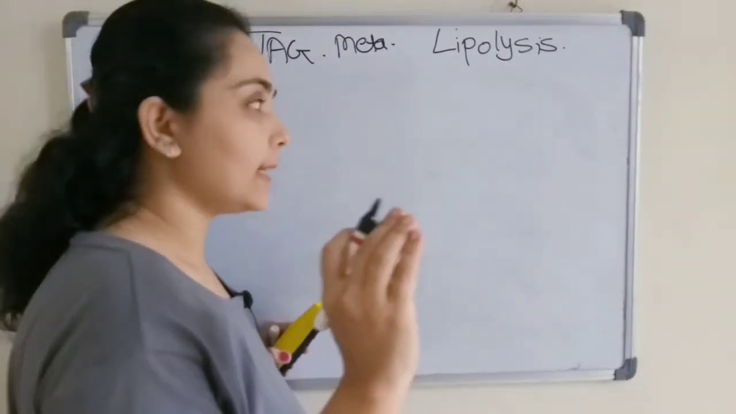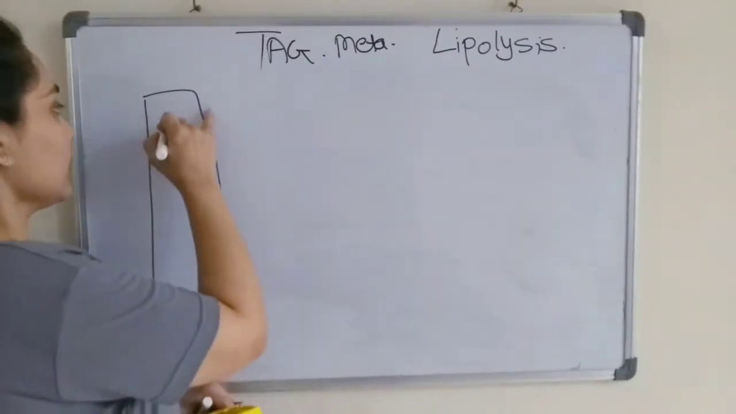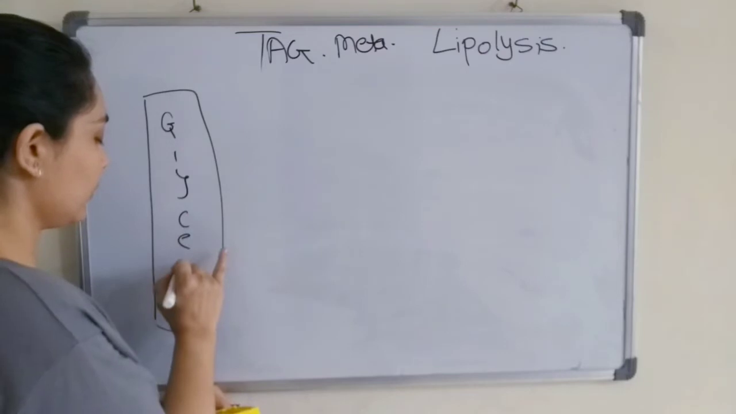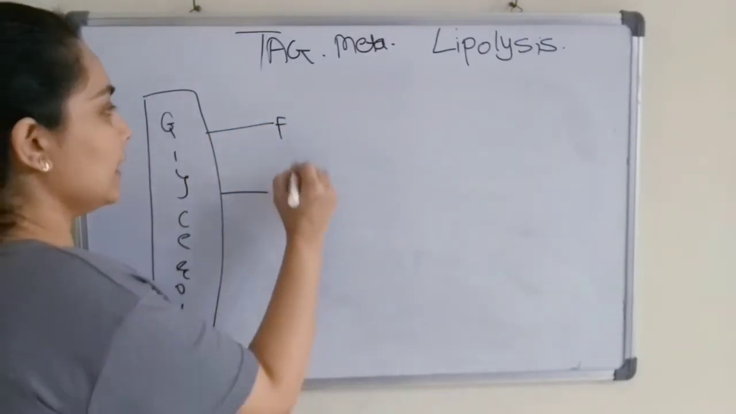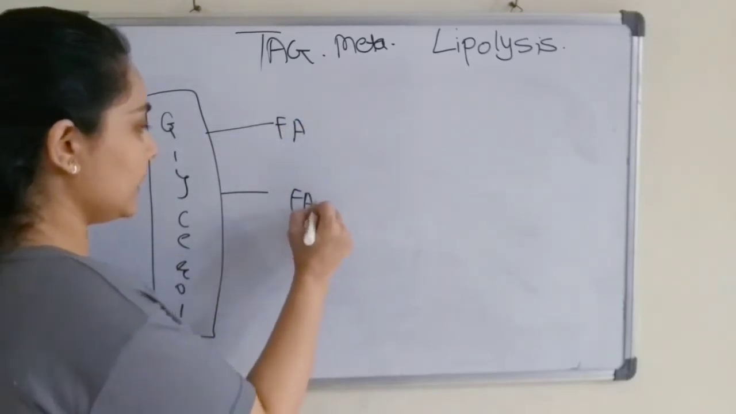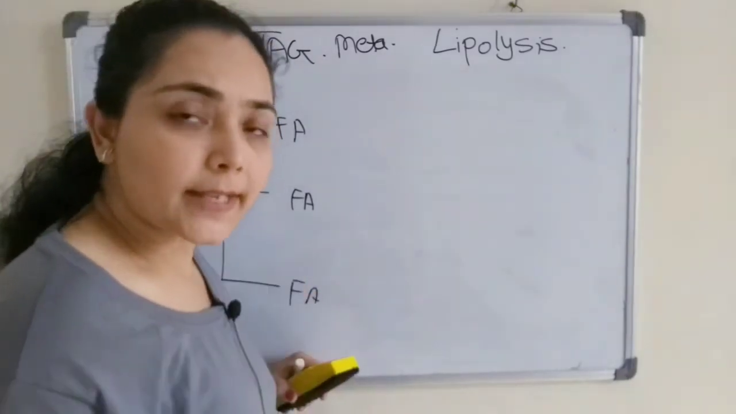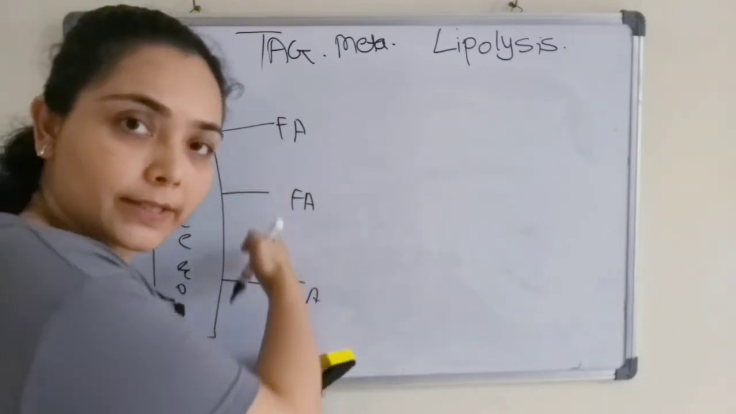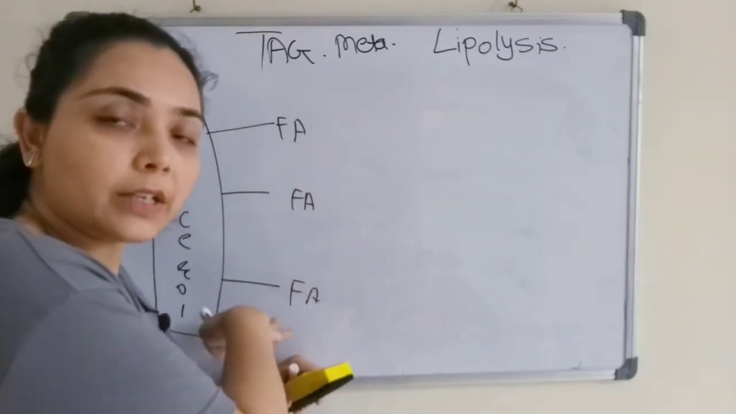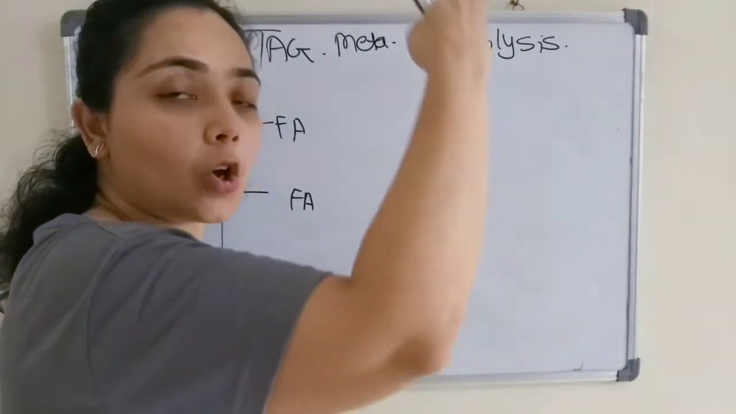Today we will discuss lipolysis. We had already discussed what is triacylglycerol. Triacylglycerol has a glycerol backbone to which 3 fatty acids are attached, meaning it is an ester of fatty acid with glycerol. During the synthesis there is a sequential addition of the fatty acids to the glycerol backbone, generating the triacylglycerol, and today we are discussing lipolysis, meaning the hydrolysis or the breakdown.